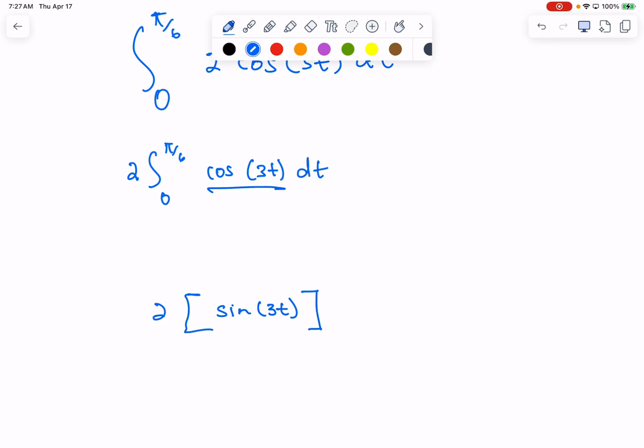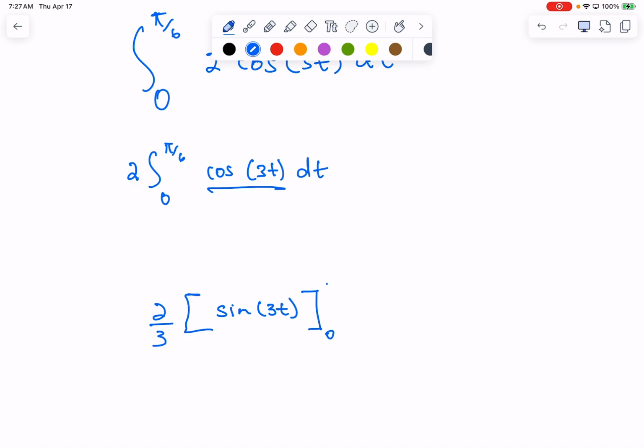What do we take the derivative of to get cosine? Now, here's the deal. If you took the derivative, pay attention, we're guessing and checking. If you took the derivative of sine 3t, you would get cosine 3t, right? But there would also be a derivative of the inside. What's the derivative of the inside? 3. But there is no 3 up here, so what must have happened? I cancel. 1/3, so make that 2/3 out there.